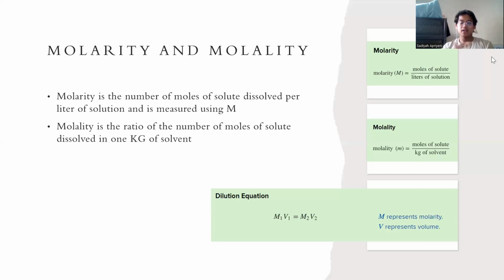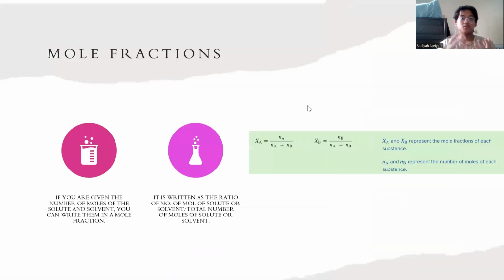That's molality. And now for the dilution equation, it just shows how dilute the solution is. We multiply the molarity and the volume, and that would always be equal to the finished product and to your original. That's M1V1 equals M2V2. Now let's move on to our final topic, which is mole fractions.